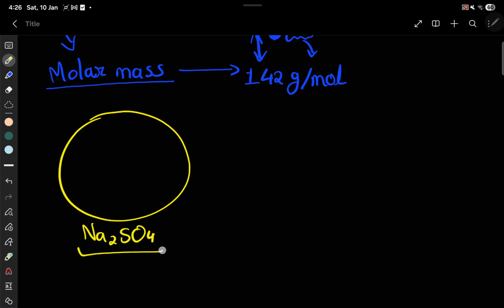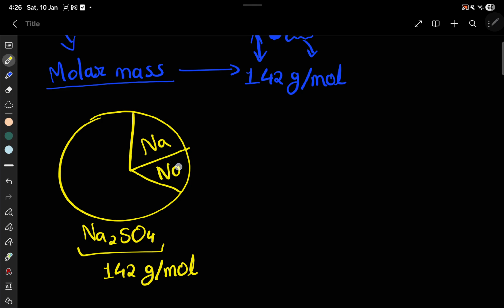For the sodium sulfate pizza, we can simply say that we have the overall composition as 142 gram per mole. Now in this question, they have asked you to find out the composition for sodium. As we know, in this molecule we have 2 slices of sodium.